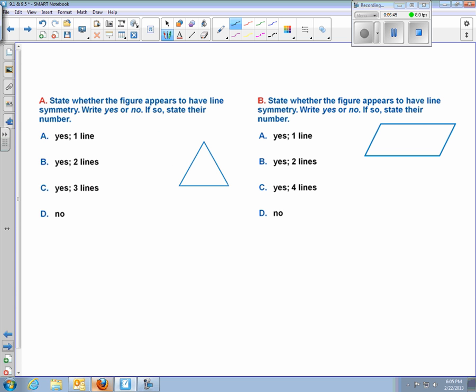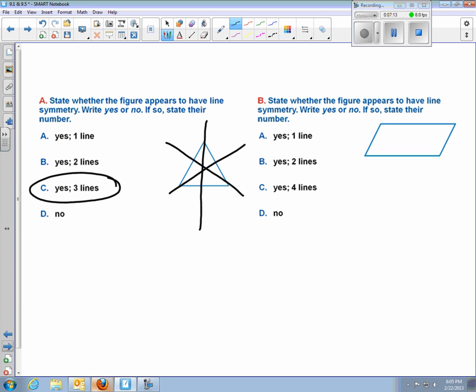All right. Next, state whether the figure appears to have a line of symmetry. Write yes or no, and then state the number. So now instead of looking at some designs, we're actually looking at some figures that we are very familiar with. This is a good old triangle. And, oh, I can see right off the bat, lots of different places that we could fold it and it would look the same. So how many lines of symmetry do we have? We have 3 lines of symmetry.